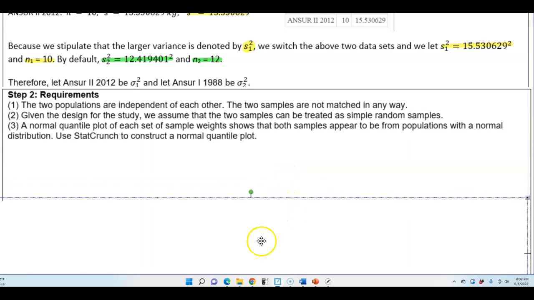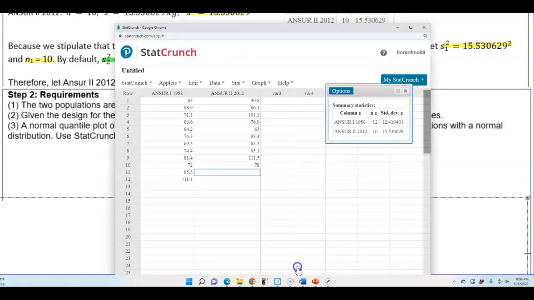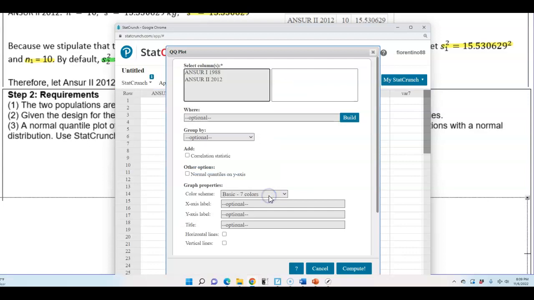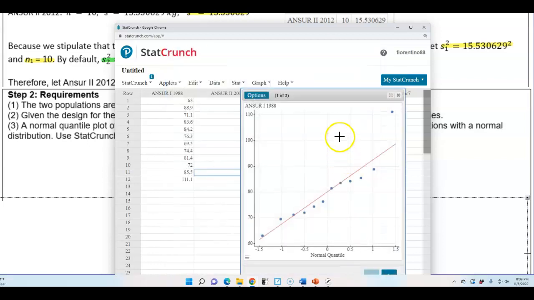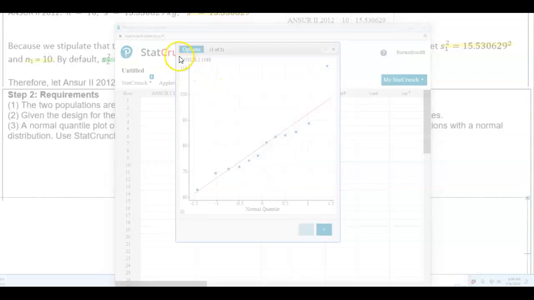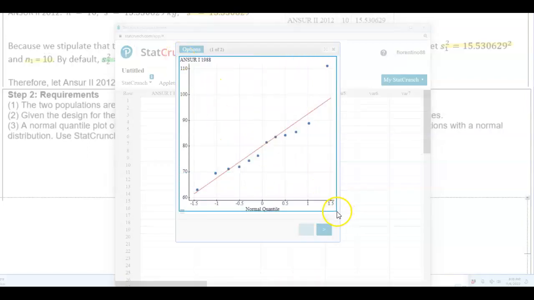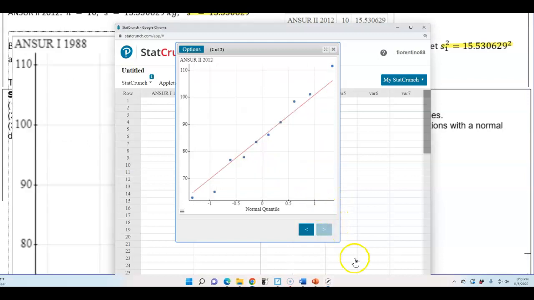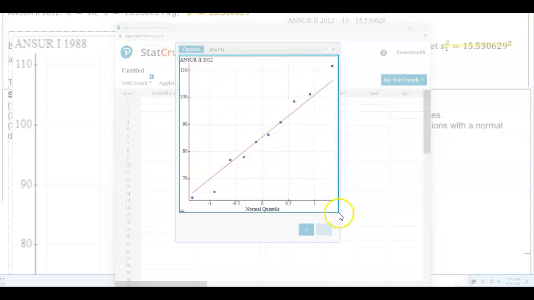So let's go ahead and do that. We want to find the QQ plot for both of them. We're going to go to Graph, come down to QQ plot, and select both of them. Make sure the horizontal lines are checked and the vertical lines are checked. So here is answer 1. Let's take a look at that graph, and then scroll to the right. Now we're looking at the answer 2 graph.